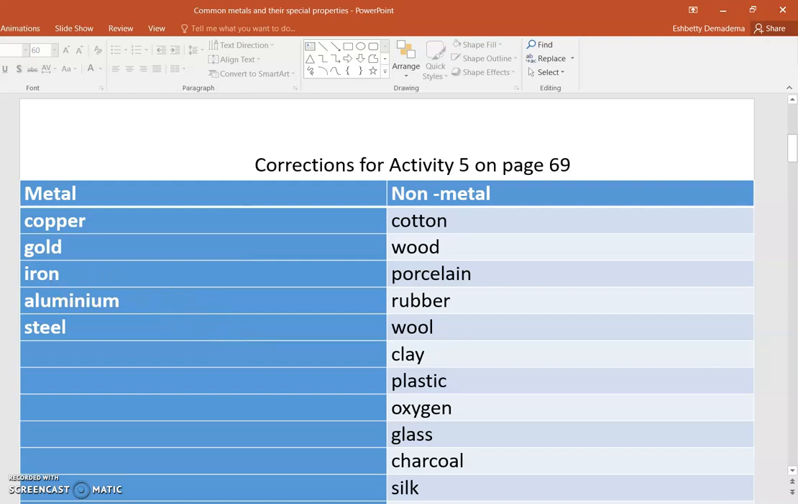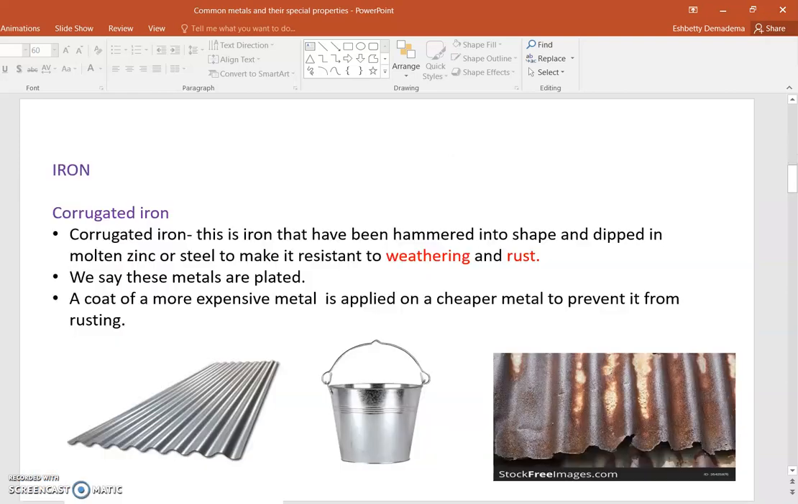So we move on now to today's work, and like I said, we're going to be talking about our common metals and their special properties. Our first metal is iron, and I'm sure you've heard of people talking about corrugated iron, and you wonder, what is this corrugated iron? You've been to Builders Warehouse and other areas that sell building material, and I'm sure you have seen something that looks like this.